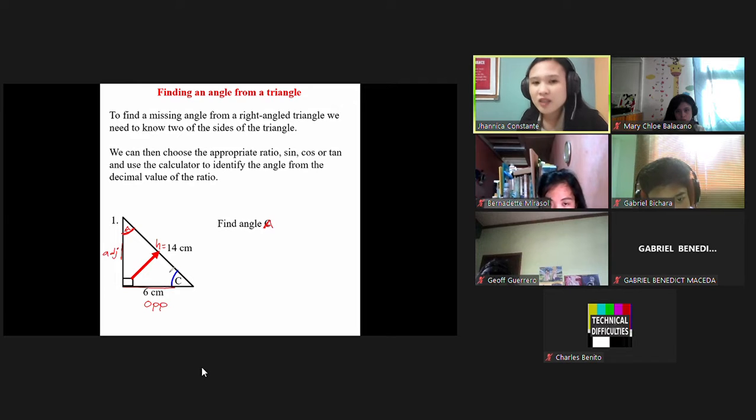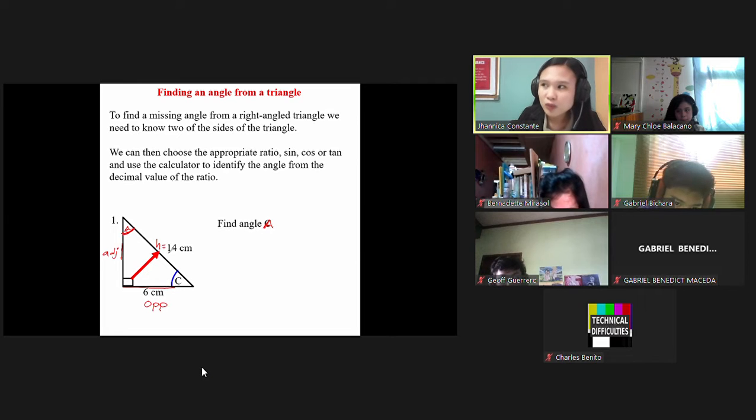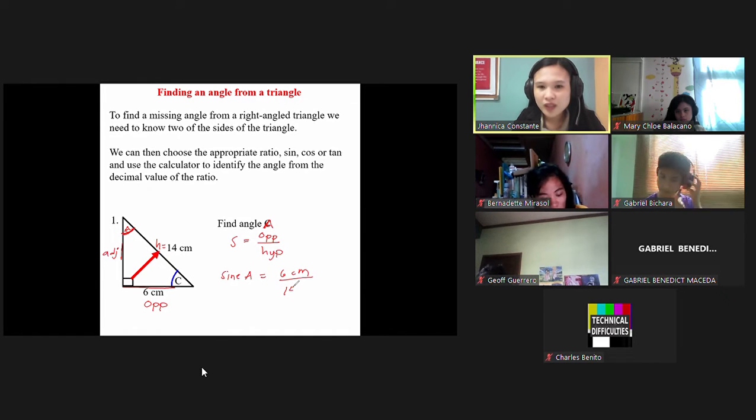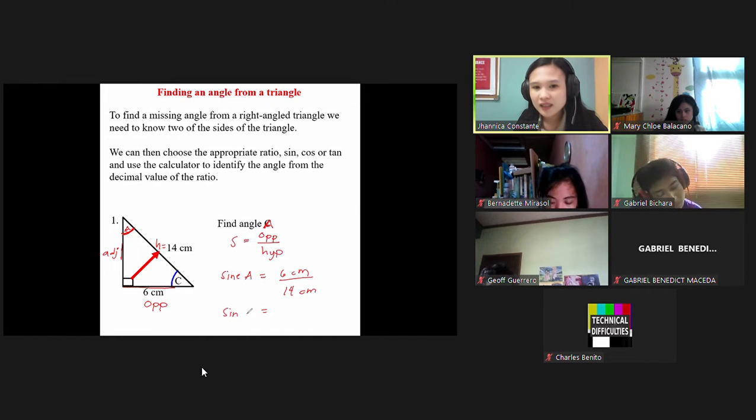So based on the given measurement of the sides of the triangle, we have opposite and hypotenuse. So we're going to use sine. Sine is equal to opposite over hypotenuse. So we're going to solve for sine of angle A, which is equal to 6 centimeter over 14 centimeter, which is sine A equal to 0.43.